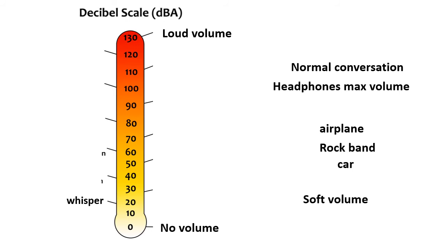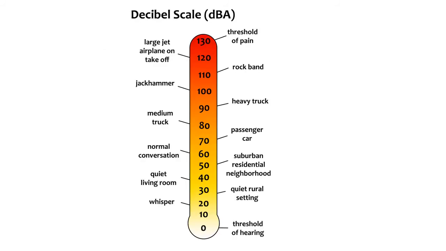So here are some of the answers. Like normal conversation is 60, the whisper is 20, Rock Band is 110 decibels, just to give you an idea of what those numbers mean.